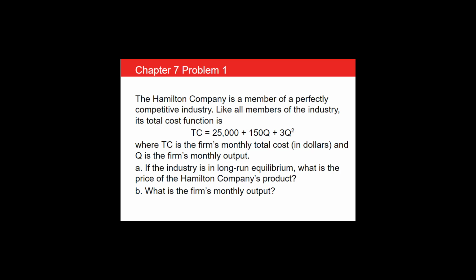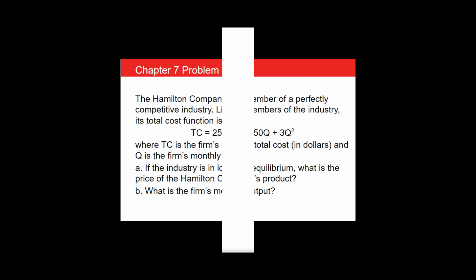Question A. If the industry is in long-run equilibrium, what is the price of the Hamilton Company's product? Question B. What is the firm's monthly output? So this question asks you to utilize your understanding about long-run equilibrium. What happens in the long-run equilibrium? Profit in the long-run equilibrium should be zero. Otherwise, there will be entry or exit of firms to the market or from the market, right? So let's tackle questions A and B step by step.